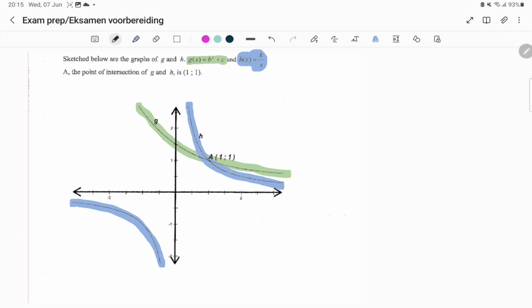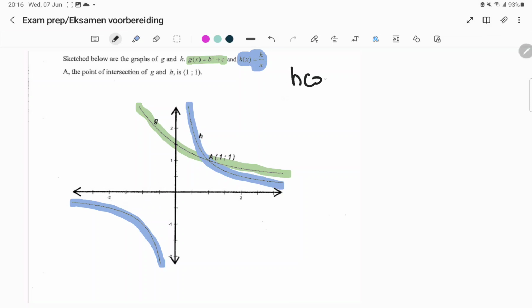Alright, and then they also tell us that A is the point of intersection of G and H, which is the point (1; 1). Point of intersection in Afrikaans is jou snypunt. Dis waar jou twee lyne bymekaar kom en mekaar sny. So my first question I want to do is I want to work out the formula of g of x as well as h of x.